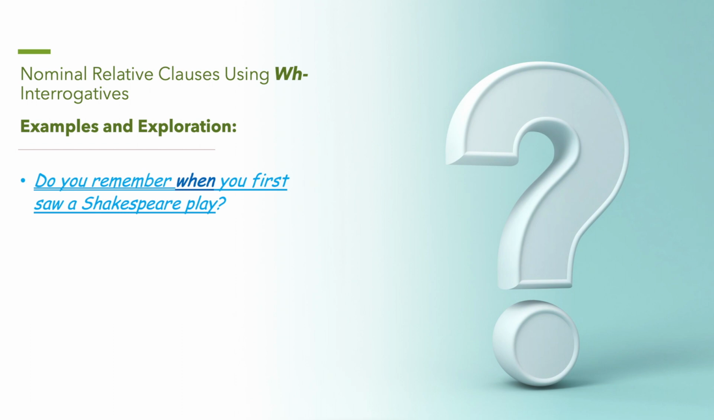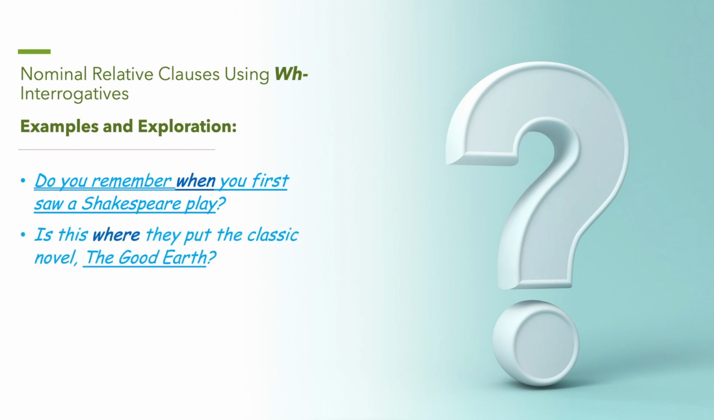Let's look at the next one. Is this where they put the classic novel The Good Earth? In this sentence, the relative clause is where they put the classic novel The Good Earth. Now take a moment to think about this. I've told you that the relative clauses are dependent clauses, and this one's no exception. But you have to look closely at this one. I've seen English learners make the mistake of thinking this clause is an independent clause, but it's not.